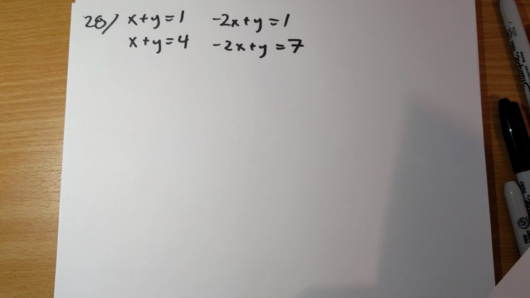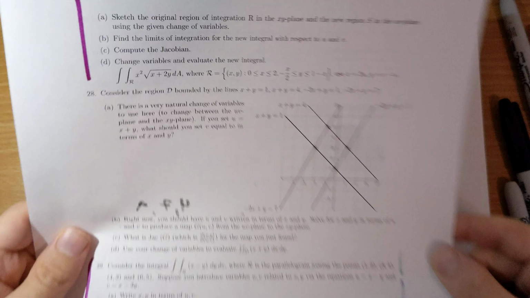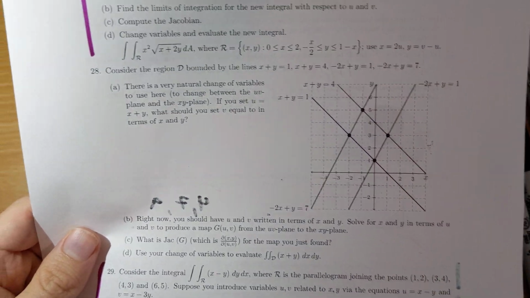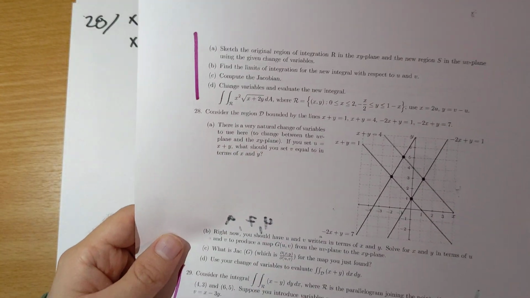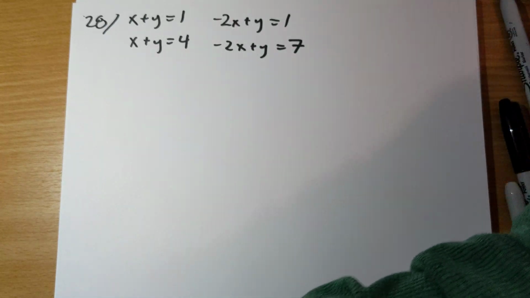On number 28, we have the region D that's bounded by these 4 lines. It's a parallelogram. It's the region inside here. So let's think about what's going on here. Part A says there's a very natural change of variables to use here.